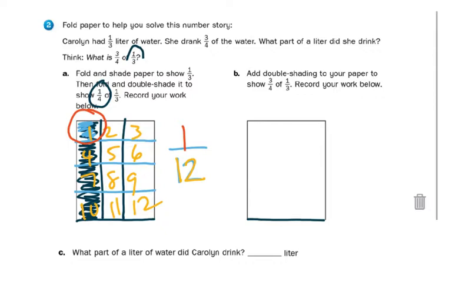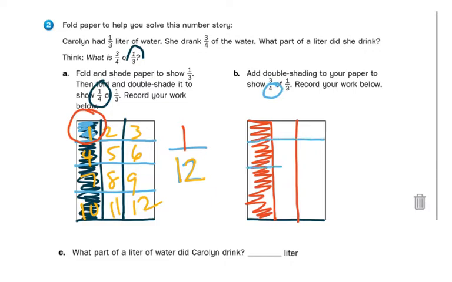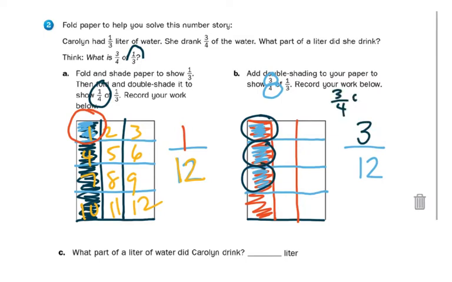B says add double shading to your paper to show 3/4. So again, we're dividing into thirds. We're shading 1 out of 3. Then my next part is to take 3/4. So I have to divide this now into 4 equal parts. And it's asking me to shade 3 out of 4: 1, 2, 3. So again, my denominator is still 12. How many of them are shaded in 2 colors? 1, 2, 3. So in other words, 3/4 of 1/3 is 3/12.